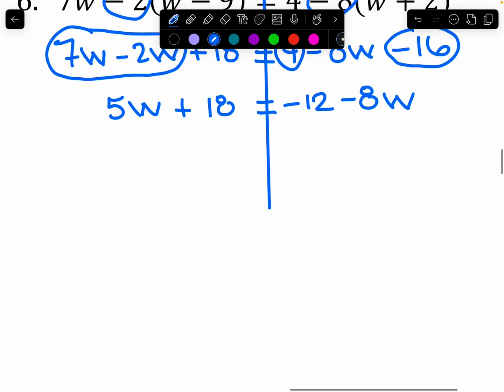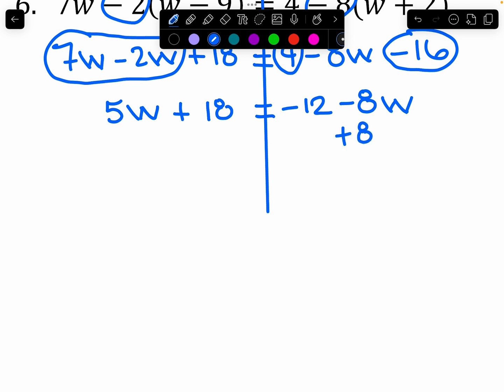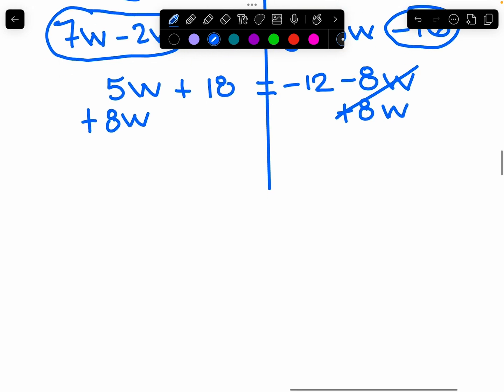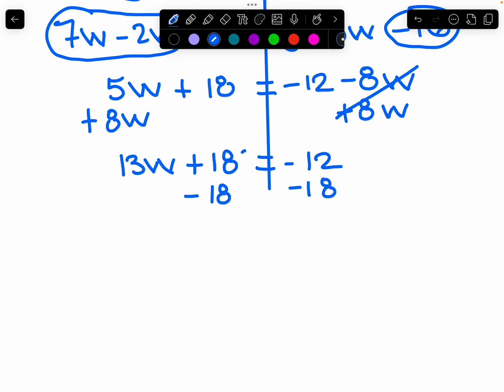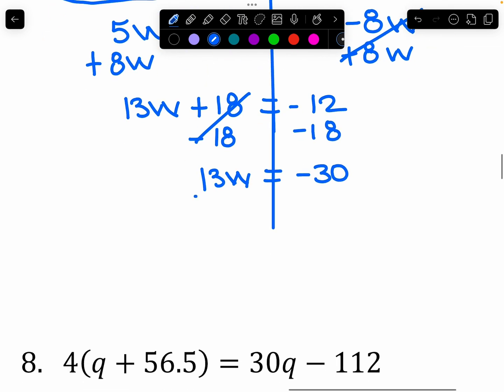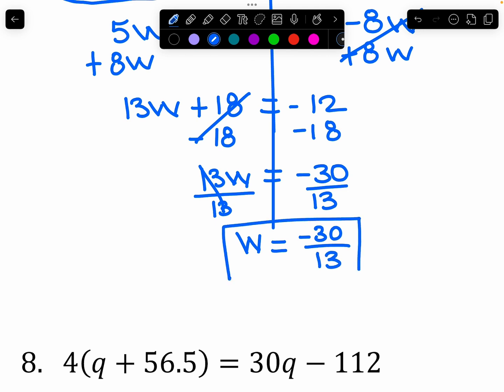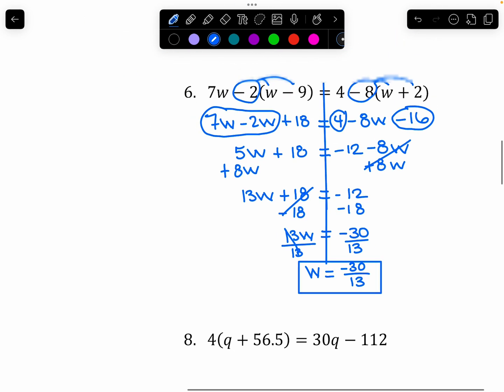And now that I'm here, I would like to get all of my w's on one side. I'm going to go ahead and add 8w this time. That was a minus 8w, so I'm going to do the opposite, which is addition. 5 plus 8 is 13. So this is 13w plus 18 equals negative 12. Subtract 18 on both sides. We get 13w equals negative 30. Divide both sides by 13. And as disgusting as this answer is, negative 30 over 13 cannot be simplified. So there's my answer in exact form.